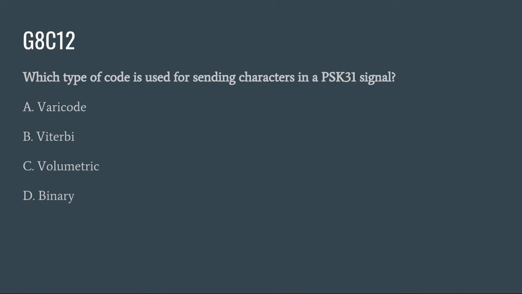G8C12. What type of code is used for sending characters in a PSK31 signal? A. Varicode. B. Viterbi. C. Volumetric. Or D. Binary. Correct answer here is A, varicode.